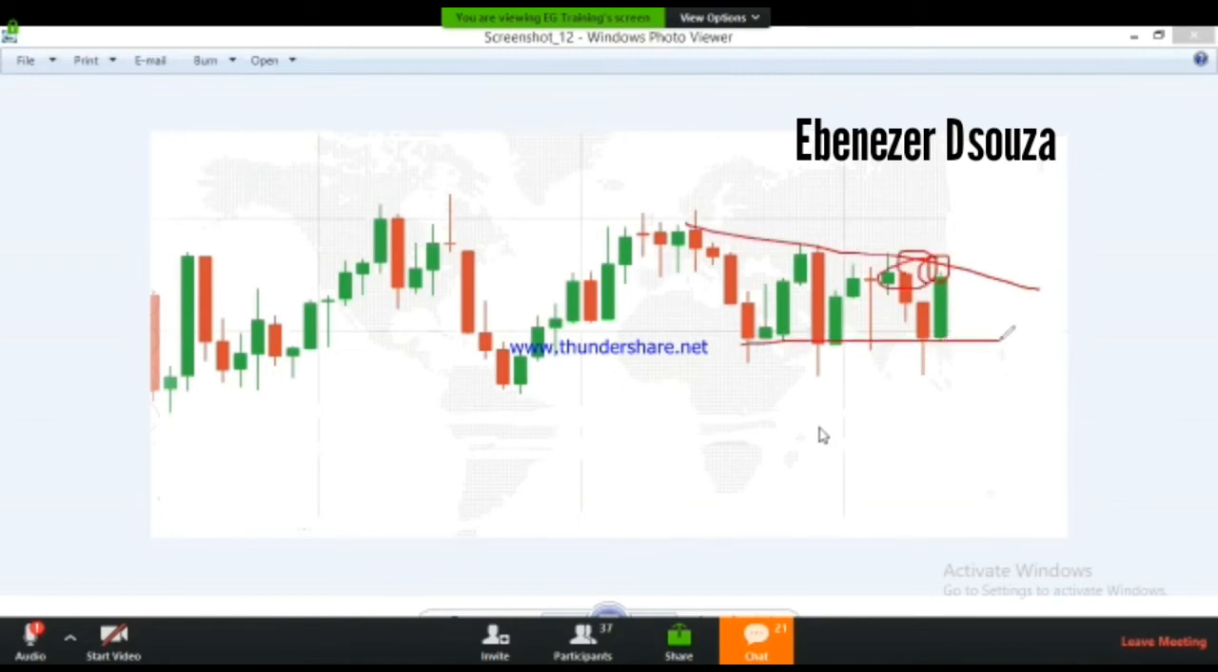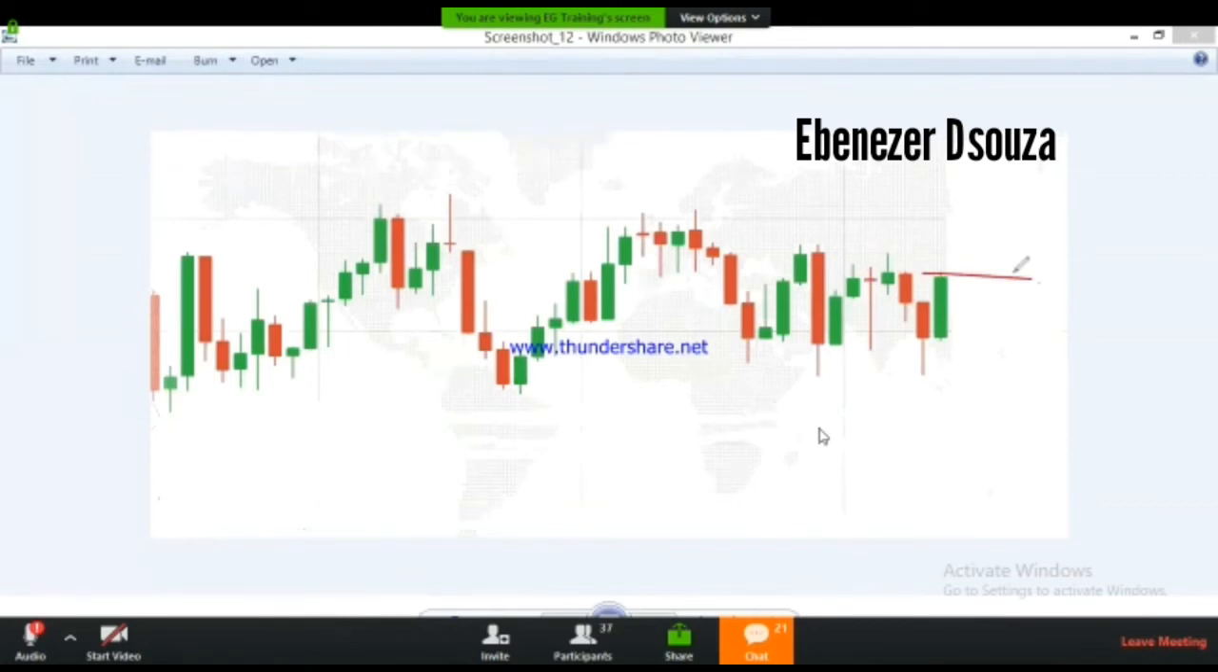The buyers are strong at this area, not here. We already know the buyers are not strong. In this candle, we already know the buyers are not strong. It's better to go.